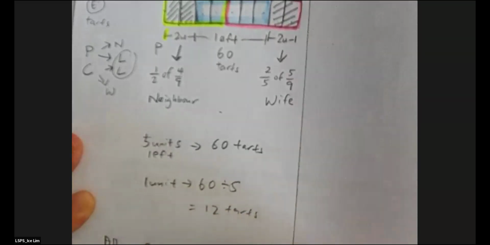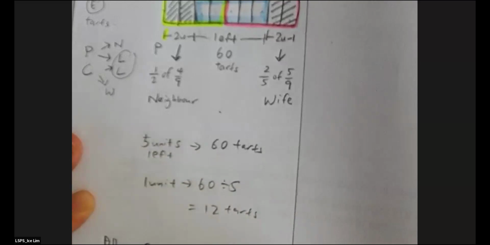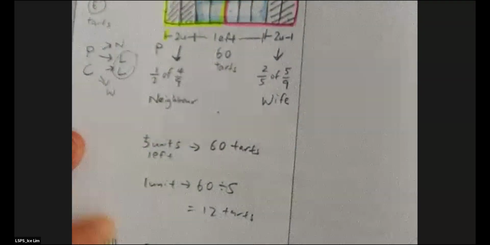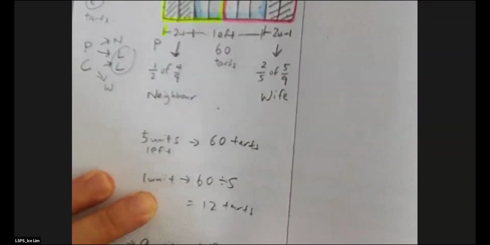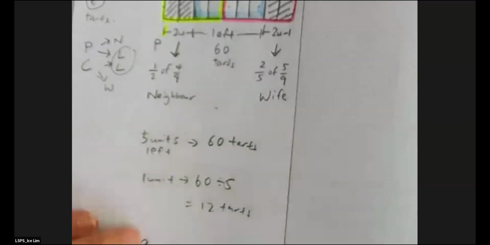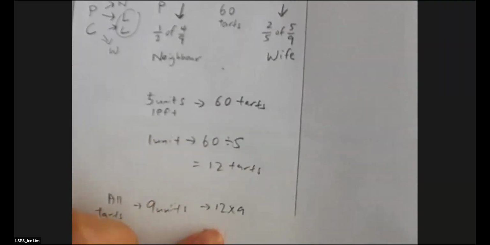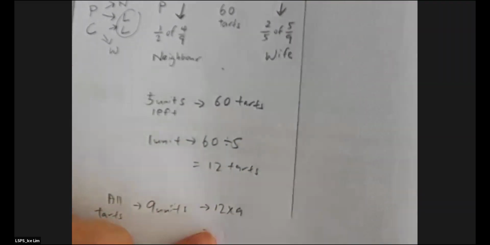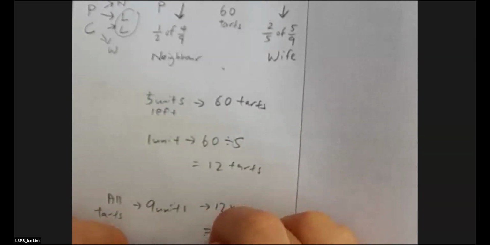How many is that? 12 times 9 is 108. No, 12 times 9, no? 108. Correct. Yeah, right. Sorry, I was trying to test my mental calculation.